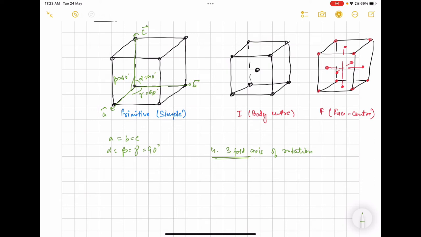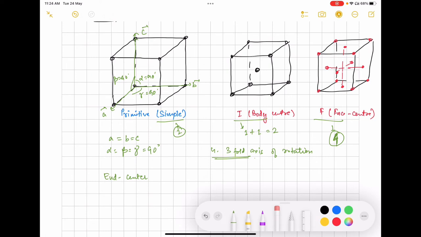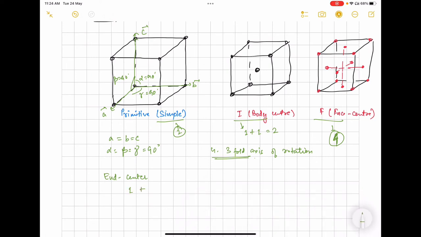So what is P, what is I, and what is F? P has 1 point per unit cell. I, or the body center, has 1 from the vertices and 1 from the body center, so equals 2 points per unit cell. And F has 4 points per unit cell. And lastly, we have end center, that has points on 2 of the opposite faces that are shared by 2 unit cells. So it has 1 point corresponding to the points at the vertices plus 2 into half, so equals 2 points per unit cell.